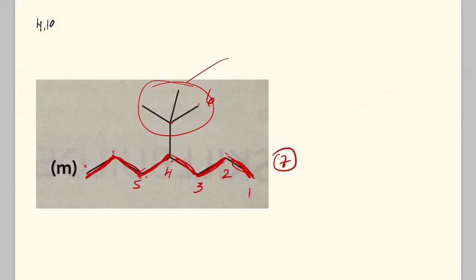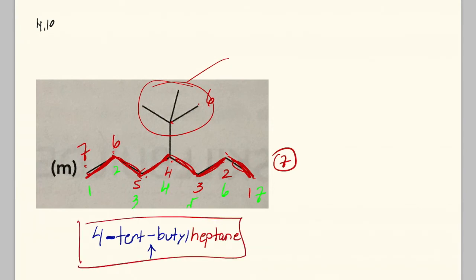Now, where is that located? Is it located at carbon 4 if I number it this way? Or is it located at carbon 4 if I number it that way? Well, yes. So we would name this 4-tert-butyl. And remember that tert-butyl has a hyphen between the tert and the butyl part. And you always use a hyphen between numbers and letters. So this is tert-butyl. 7 is heptane for the parent chain. Okay?